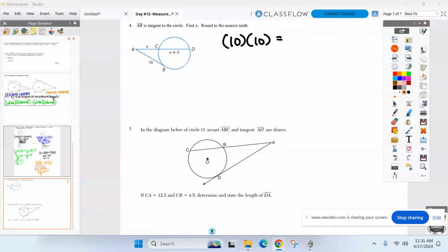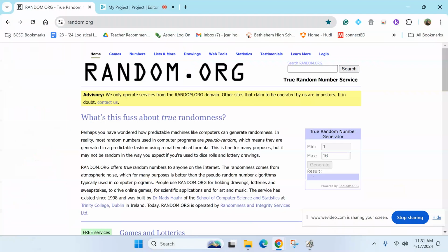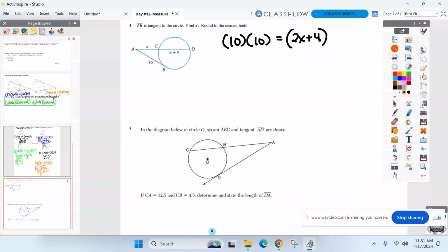X plus 4. Yep, 2x plus 4. Combine our like terms before I write it in. And then how about the external part here? 100. Wait, oh shoot, X. Yeah, relax. I got x. Everyone's good? All right, that's the geometry part behind it. Now let's do the algebra part.